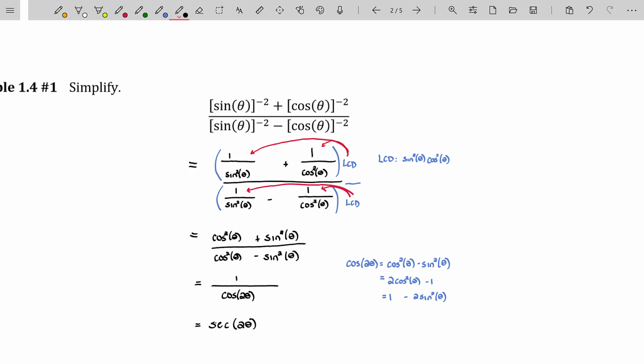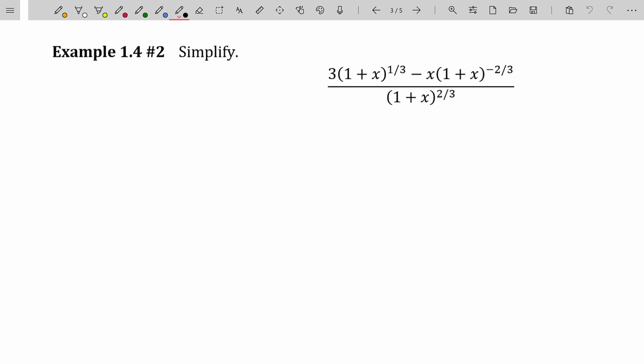There are going to be a lot of points in a pre-calculus course or a college algebra course where you're asked to pay attention to the domain of the functions you're working with because they end up causing issues when you start manipulating them. All right, let's go ahead and take another example.